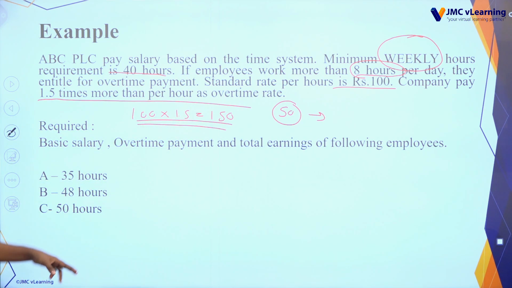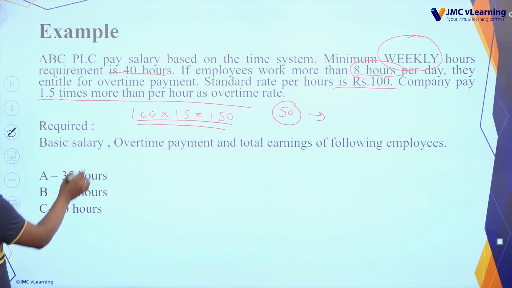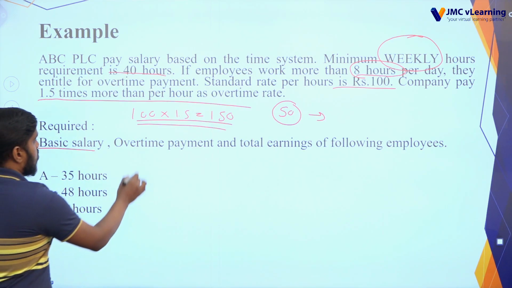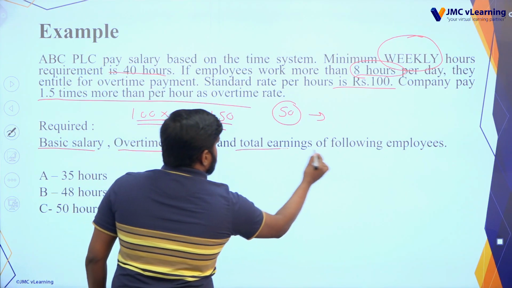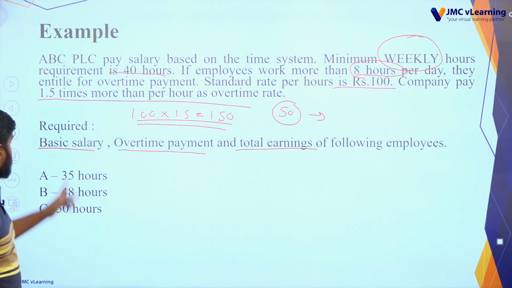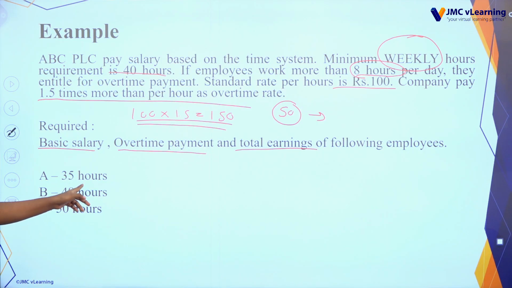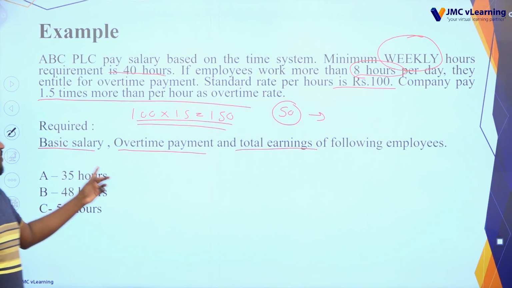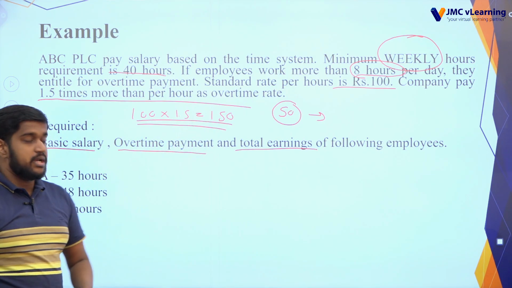Then they ask for basic salary, overtime payment and total earning of the following employees. We have 3 employees. They work hours per week: A works 35 hours, B works 48 hours, and C works 50 hours. Then they ask what? Basic salary, overtime payment, and total earning.